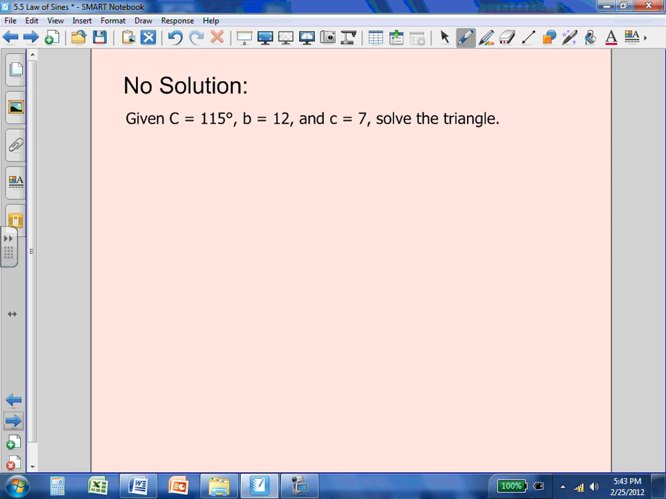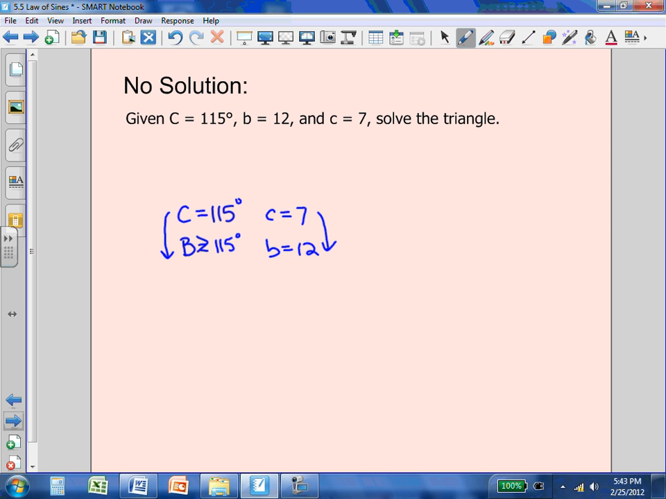Let's go back to that principle of the longest side is across from the biggest angle. Well, for sure here I see that angle C is 115 degrees. It's obtuse. And then I see that side C is 7. Well, then we would have side B is 12. So if I'm listing them from shortest to longest, then these should be smaller to bigger, which would mean that angle B has to be bigger than 115 degrees.